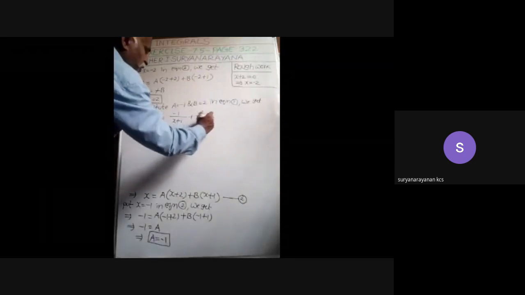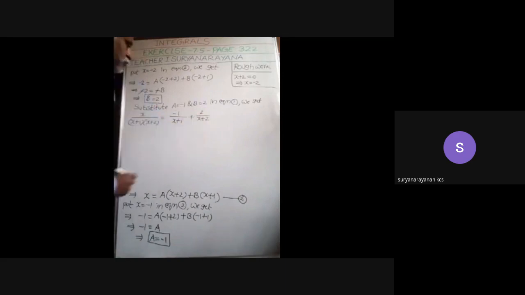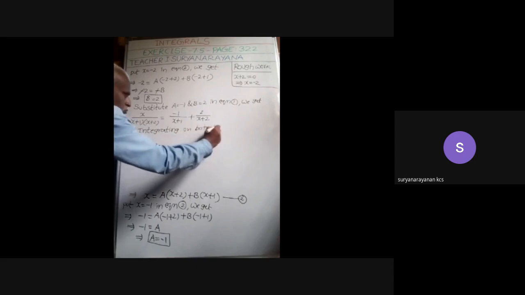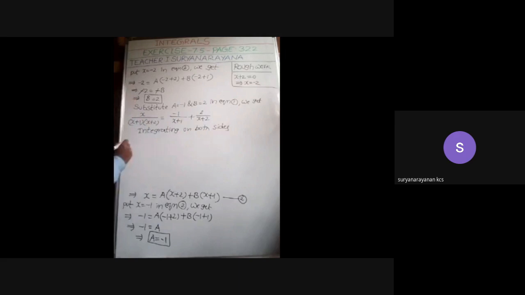Okay, children. What is b here? 2. 2 by x plus 2. Okay, my children. By substituting these two values in the equation 1, then we get this step. Now we integrate on both sides. Integrating on both sides. Then what will you get?